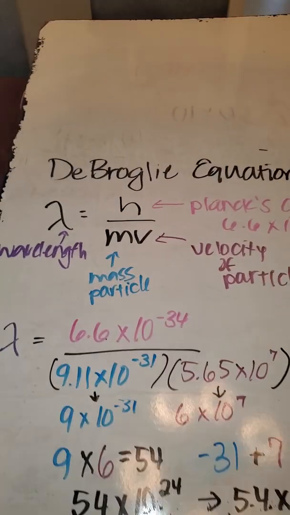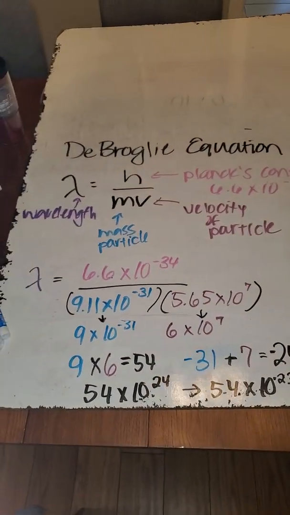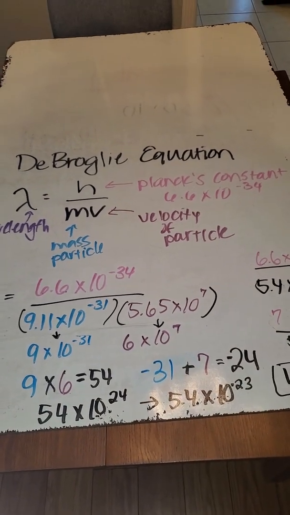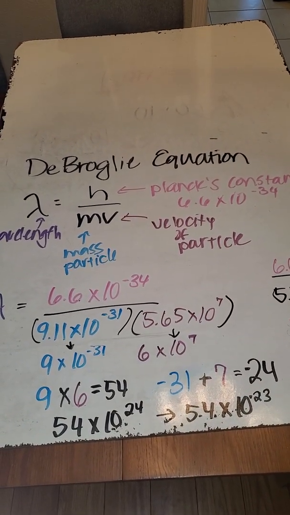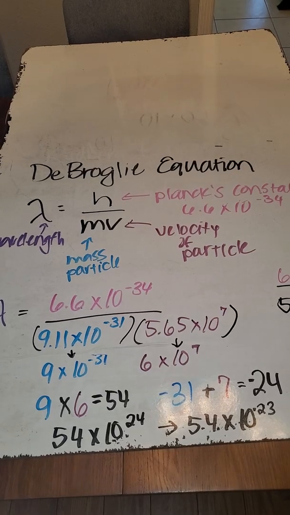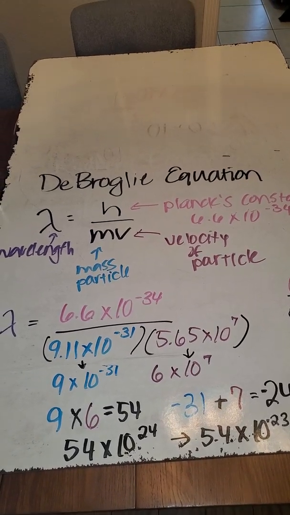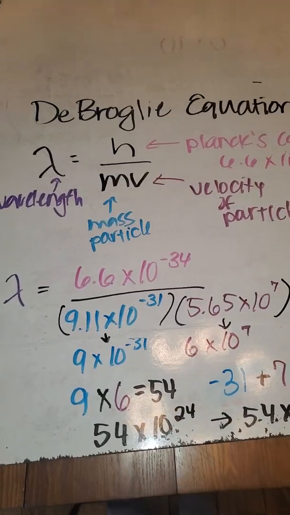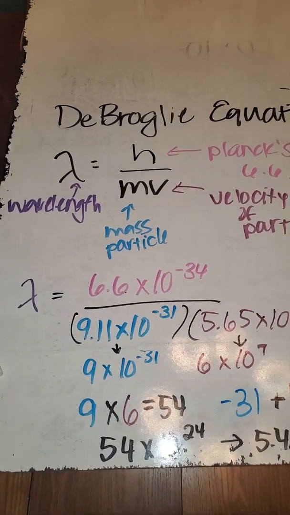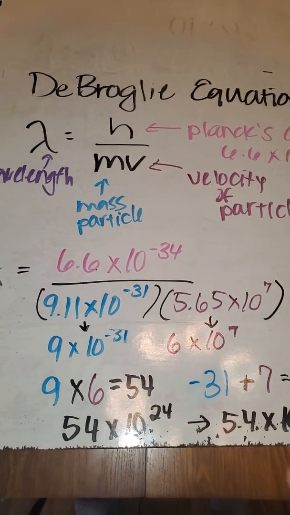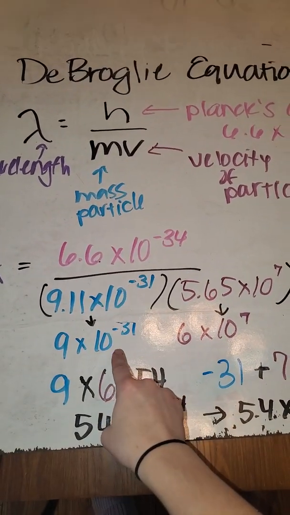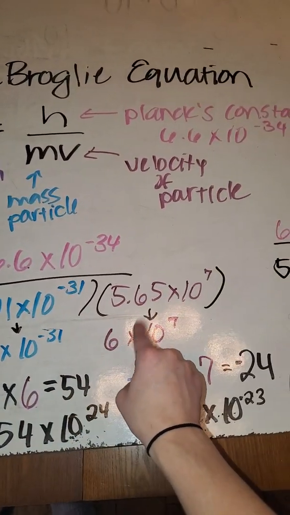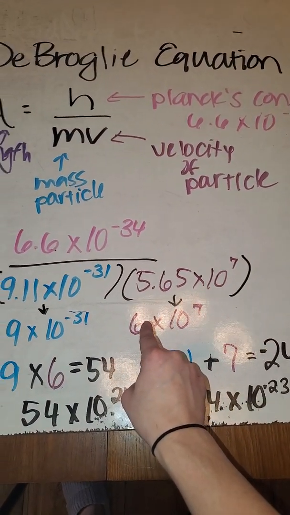So we are going to be using the de Broglie equation. So we have our wavelength is equal to Planck's constant, so 6.6 times 10 to the negative 34, divided by the mass of our particle times the velocity of our particle. So we're going to go ahead and just plug in all of our numbers that we got from our problem. Okay, and to make our math a little bit easier, I'm going to round this to 9 instead of 9.11 and this to 6 instead of 5.65.